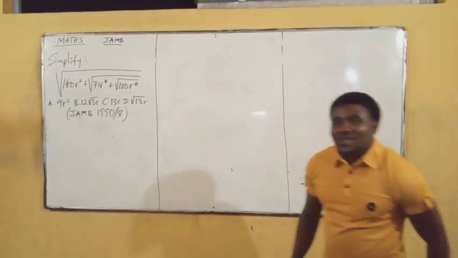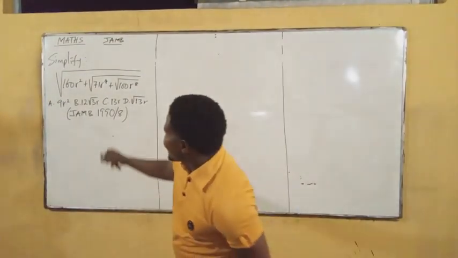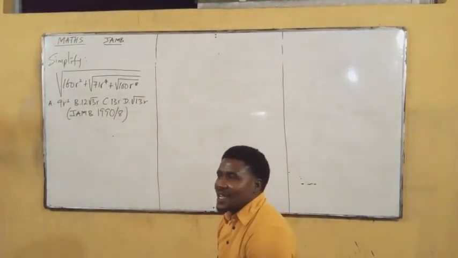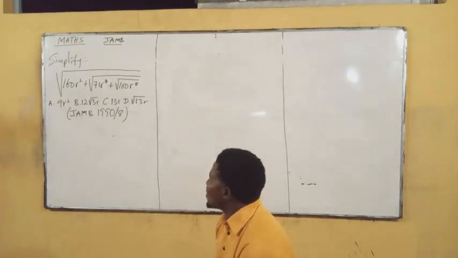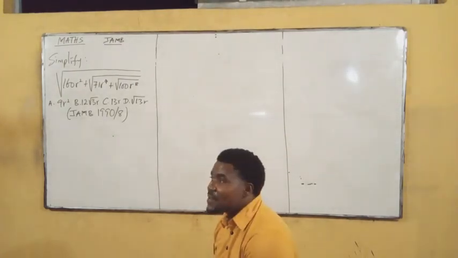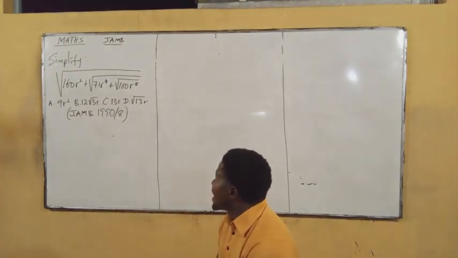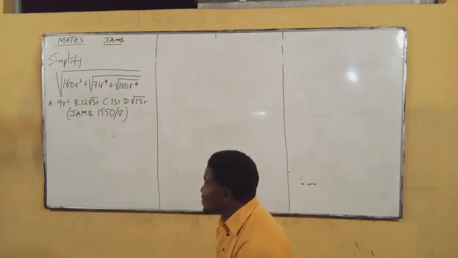Okay, normally when students see a question like this, they tend to be very, very afraid of it. Some of them will be like, where do I start? What kind of question is this? But believe me, this is a piece of cake. It's a very simple question to tackle. And this is JAMB 1990, question number 8.